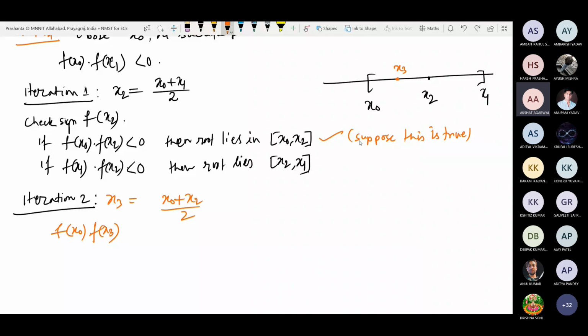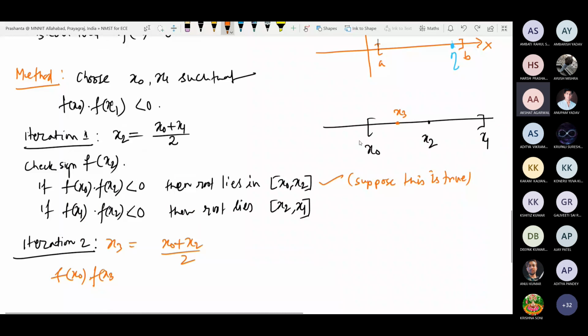So this is how you use the bisection method to find roots. This method is always convergent because you are never leaving the interval which contains the root. Whatever interval you are considering, that interval always contains the root. As you consider more and more iterations, the interval is getting smaller and smaller. So this method is always convergent. That is the advantage of this method.